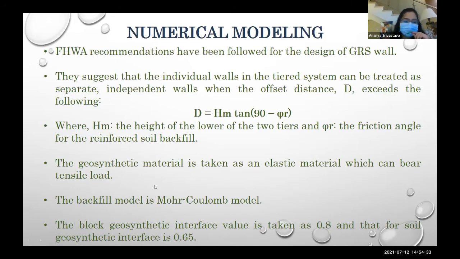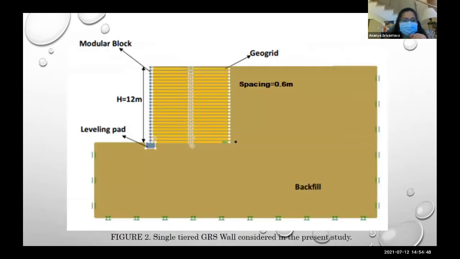Then my geosynthetic material is taken as an elastic material which can bear tensile load. My backfill model is the Mohr-Coulomb model, and the interface values that we have taken are 0.8 for soil, and for the soil and geosynthetic interface, it is 0.65. So this was my design for the monolithic wall. Here we have facing panels, geosynthetic reinforcements, a leveling pad, and then geogrid. Each spacing between the geosynthetic reinforcements is 0.6 meter.